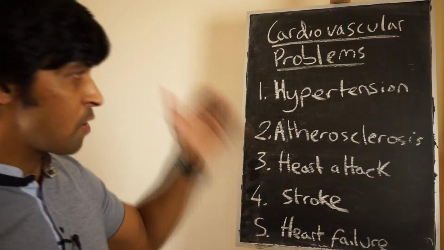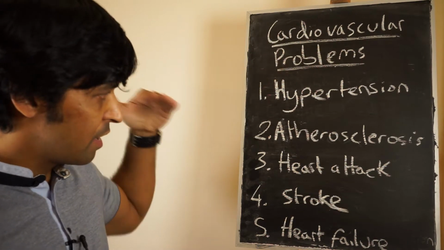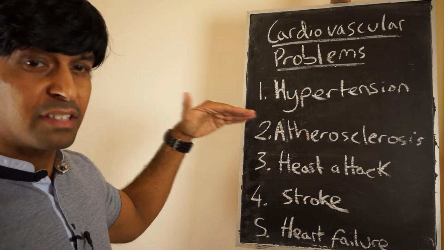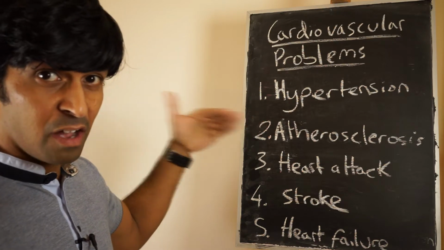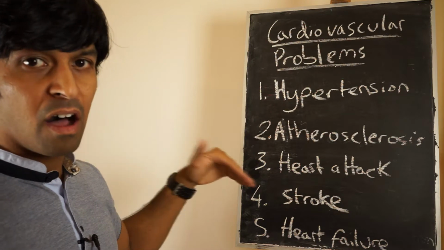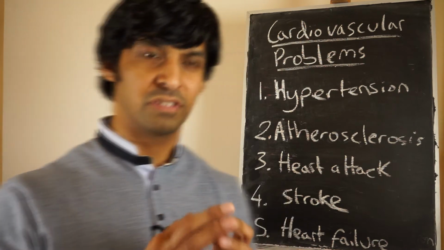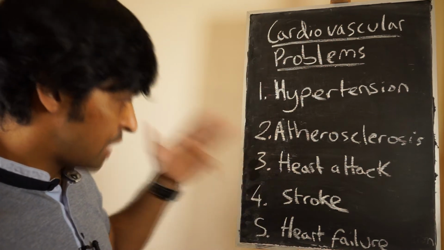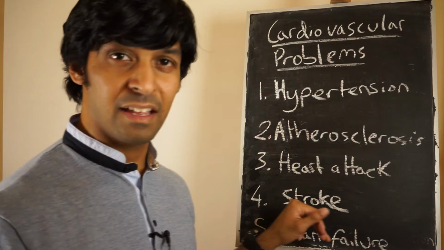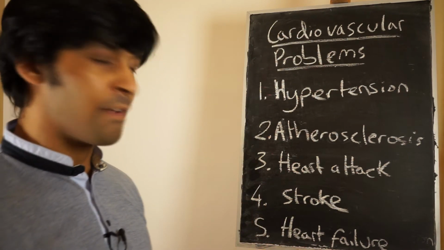So just to go over it very quickly: hypertension, high blood pressure, damages cells, damages organs. Atherosclerosis, this is a fatty buildup on the inside of an artery, leads to high blood pressure. Heart attack, when the heart itself is starved of oxygen, so the heart muscle cells die, leading to a damaged heart. Stroke is basically when the brain is starved of oxygen. And heart failure is when the heart can't pump enough blood for the body's needs.